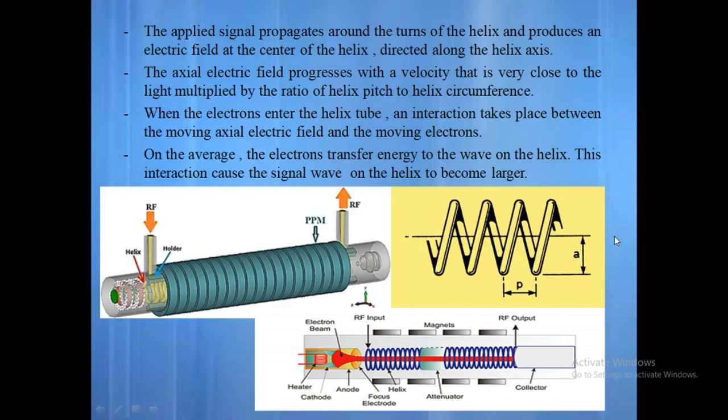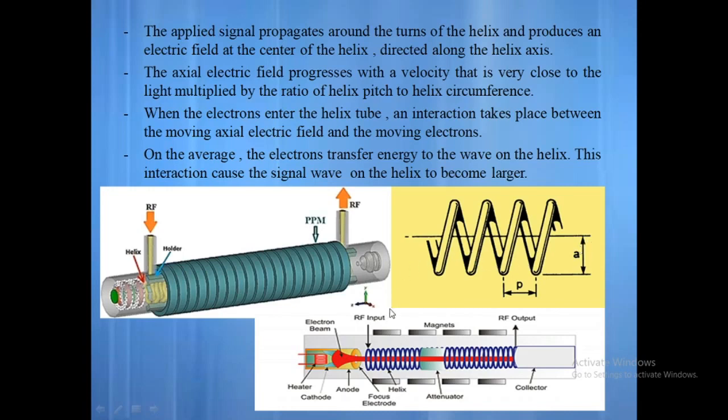This axial electric field progresses with a velocity that is very close to the speed of light multiplied by the ratio of the helix pitch, which is nothing but the ratio of the helix pitch to the circumference. Here we have to find out the actual electric field, so in order to find that, we have to use the parameters P as well as the circumference A.